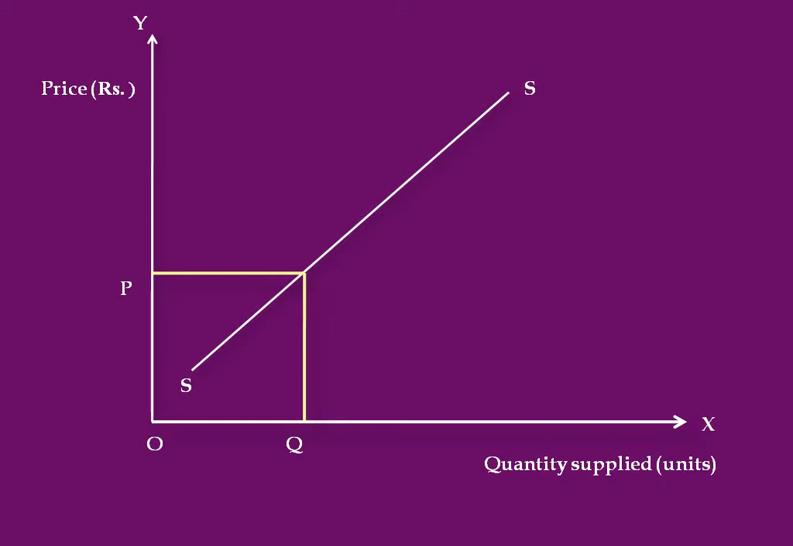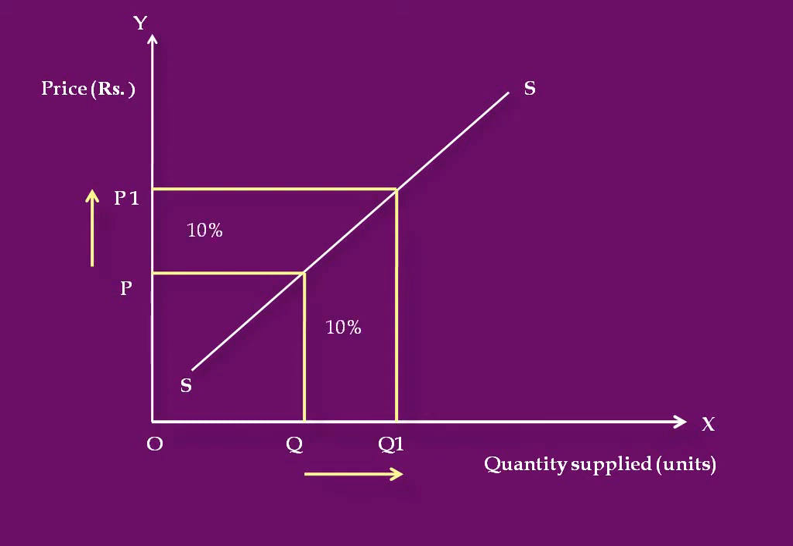So now let us mark a point, and we mark it as P and Q. So at price OP, quantity supplied is OQ. Now if price increases to OP1, so we move to a different point on the supply curve, quantity supplied increases to OQ1. Therefore, a 10% change in price, now look, brings about a 10% change in supply.